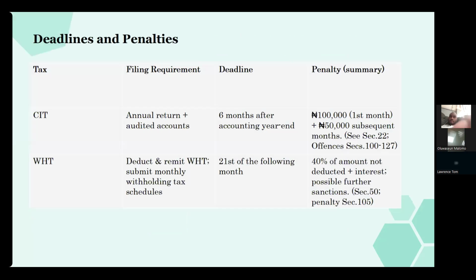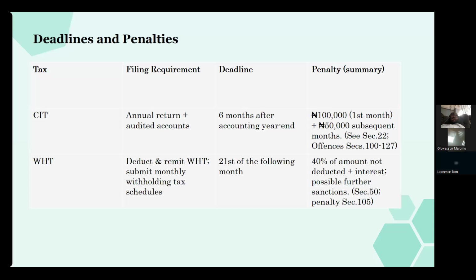Okay? Now, the deadlines and penalties. Like I said, it's fair to say the company income tax needs to be filed. What do you need to file? Your annual return. That is your audited financial statement. It is what you need to file. And the deadline for filing is 6 months after the accounting year end. Most businesses, the accounting year end is 31st December. So what that means is that by 30th of June the next year, you should have filed your annual return. You should have filed your CIT.